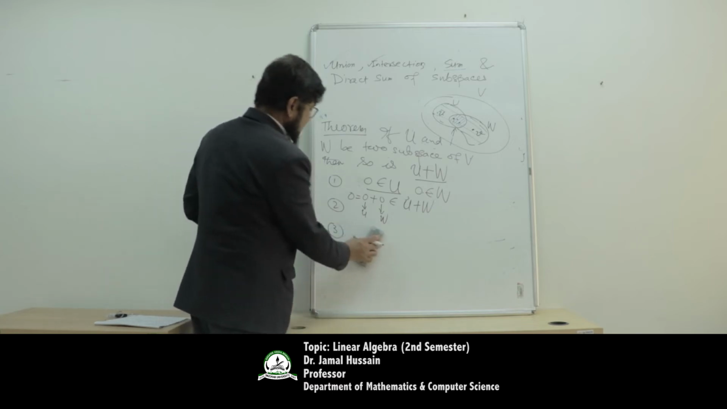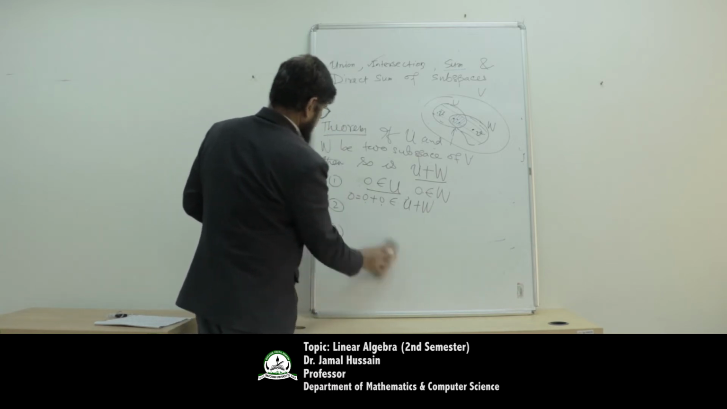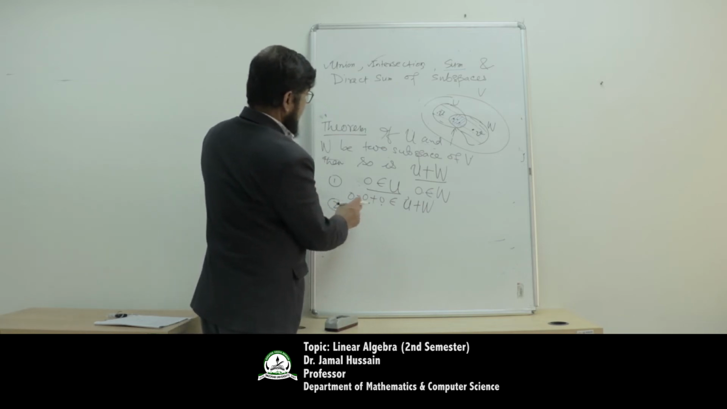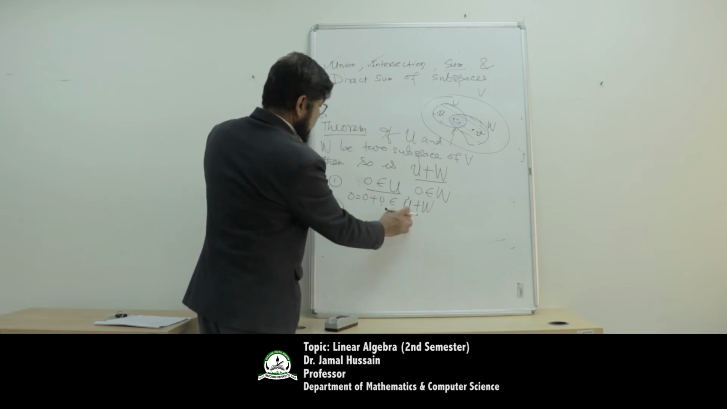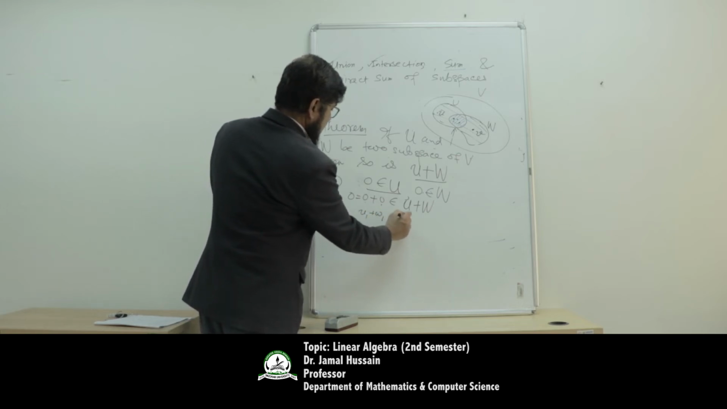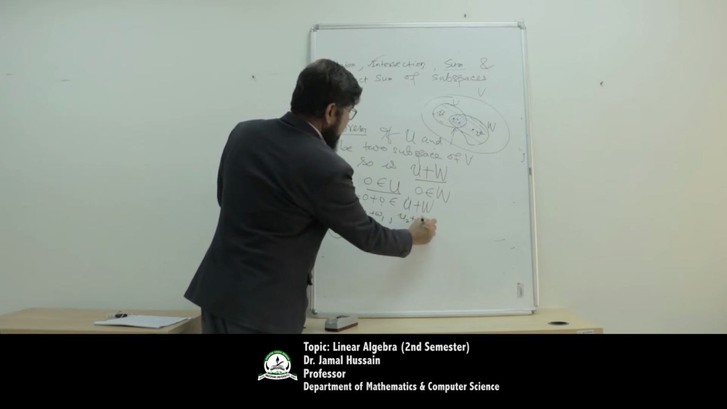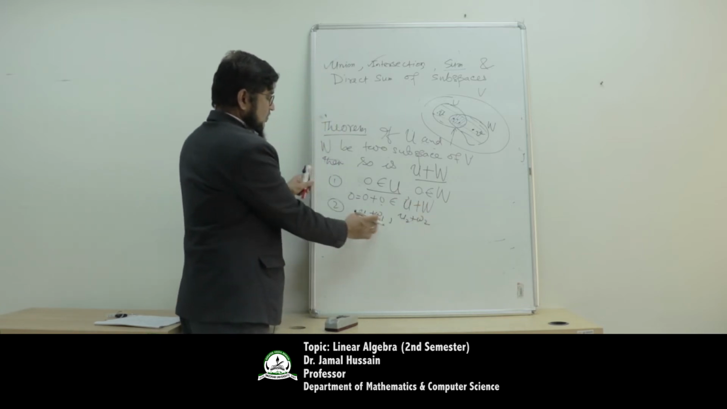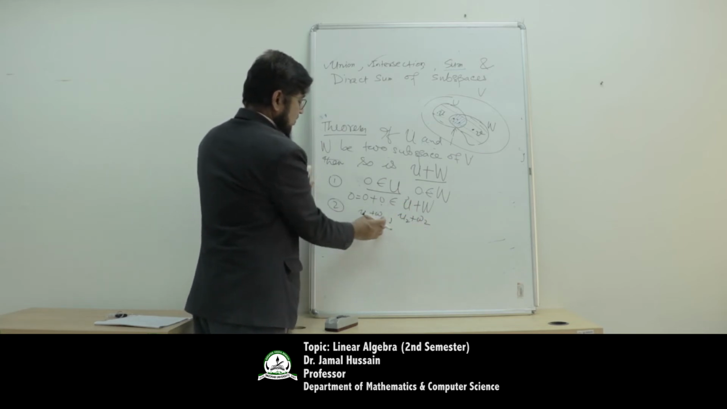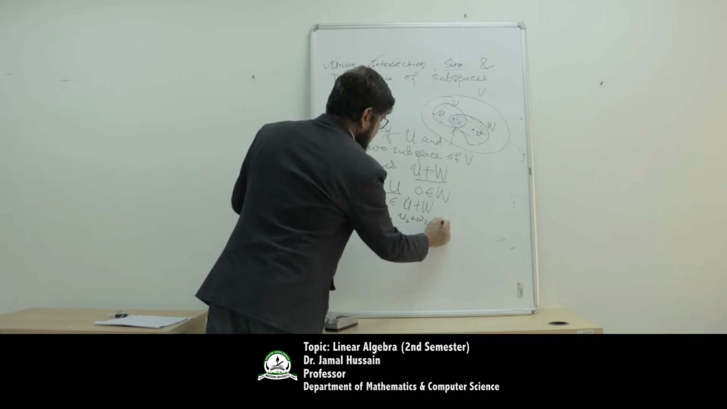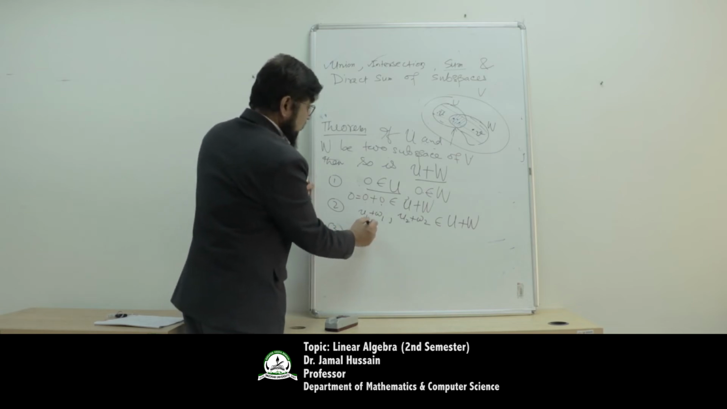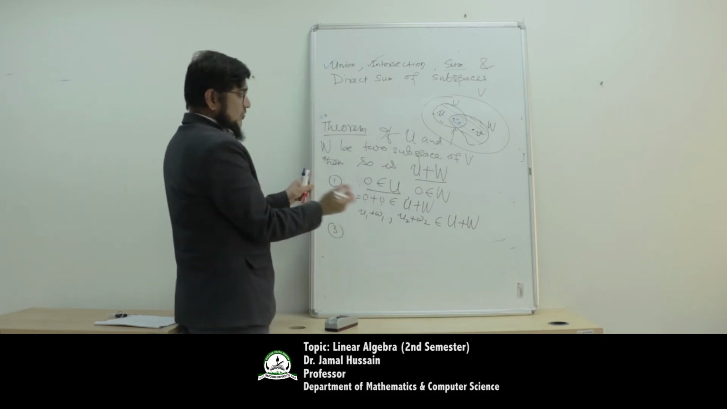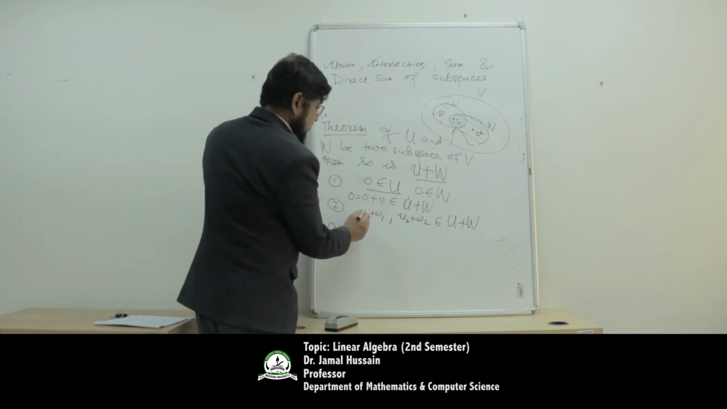So the second one: if we take two elements from U plus W, like U1 plus W1 and U2 plus W2, because elements of U plus W look like this. One component will be from U, one component from W. So I am assuming these two belong to U plus W. Now we have to see whether their sum belongs to U plus W or not, because this is the second condition. The sum of two vectors must belong to the subset to become a subspace.